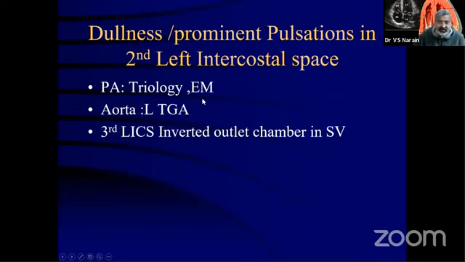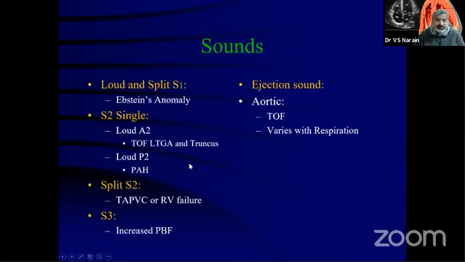If you have an increased pulmonary blood flow with Eisenmenger, still the shunt is left to right, you can have a pulsating pulmonary artery. In pulmonary artery with stenosis, you might not get any pulsation. So this is regarding dullness as well as some prominent pulsation in the second intercostal space. Could be a PA with tetralogy and Eisenmenger, or it could be the aorta in L transposition. If you have a dullness slightly lower down on the left side instead of the second intercostal, the third left intercostal, it could be an inverted outlet chamber in a single ventricle situation. So sometimes you have to remember these things, and reproduce them whenever the question is asked.